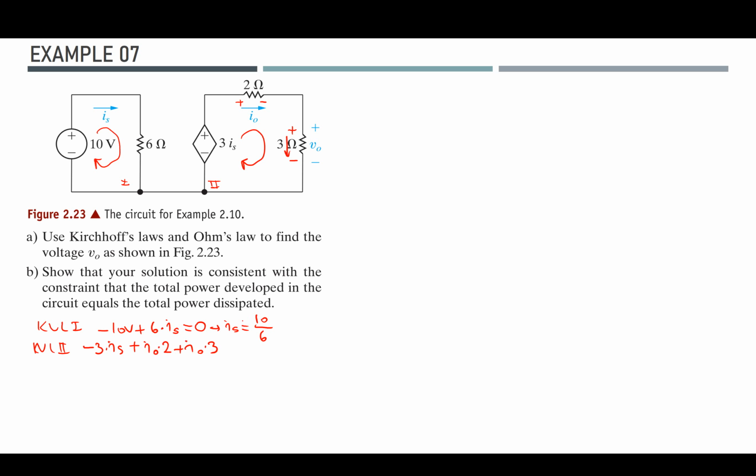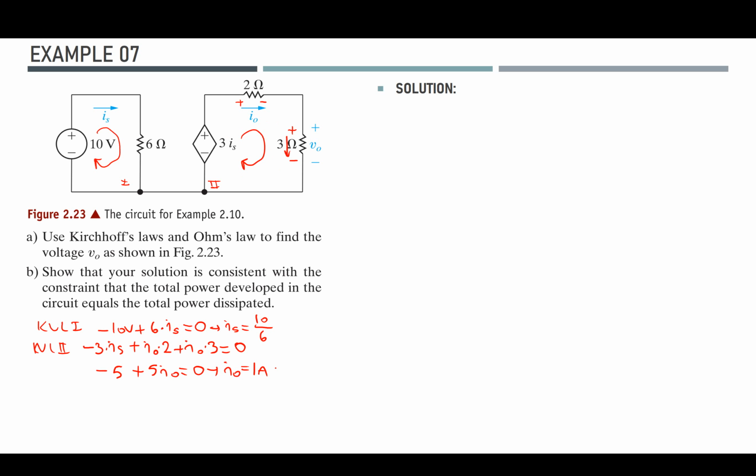Now, since I know the IS value, I can substitute it here in the equation. This should also be equal to 0. So this is going to be minus 5 plus 5 IO should be 0. From here, IO is, sorry, IO equals 1 amp. So I know the current flowing in this loop is 1 amp.